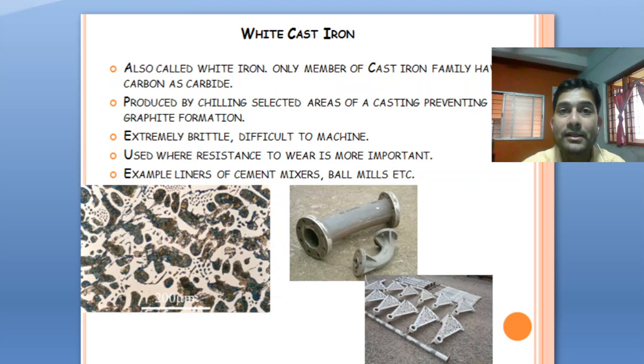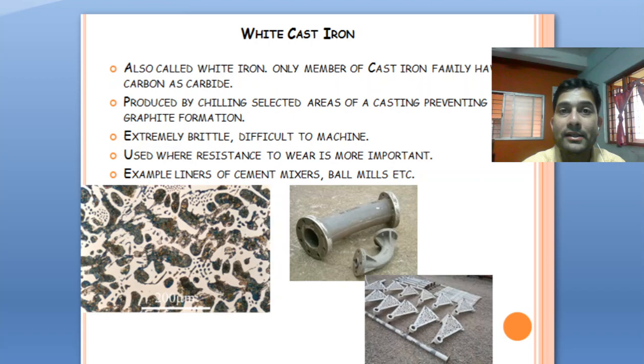How are they produced? They are produced by chilling selected areas of the cast iron, preventing graphite formation. So if you want to prepare white cast iron, you have to melt the iron and do the casting process. However, when you are doing the casting process, you should cool it immediately, which is also called chilling. Because of that, the iron turns out to be white, and it's called white cast iron.